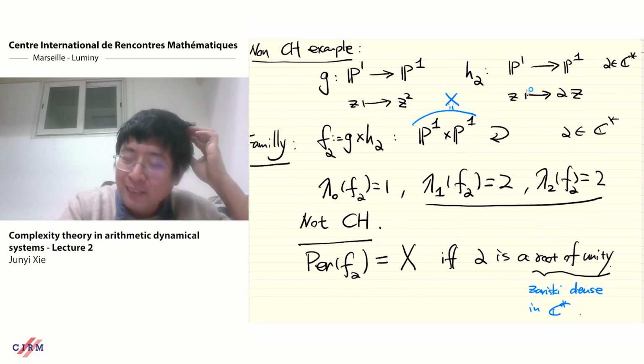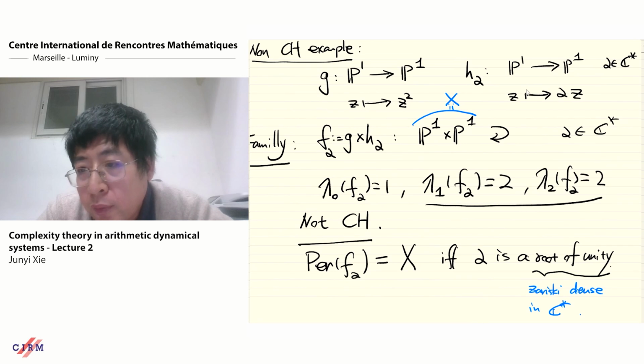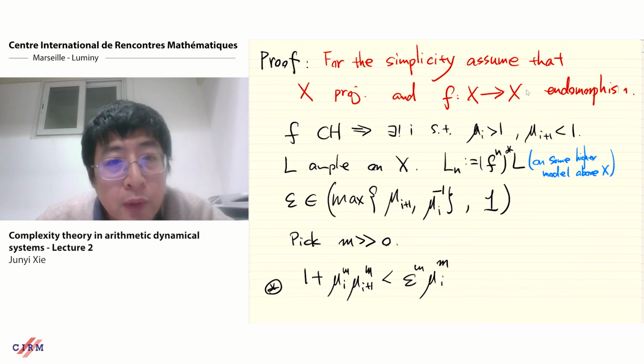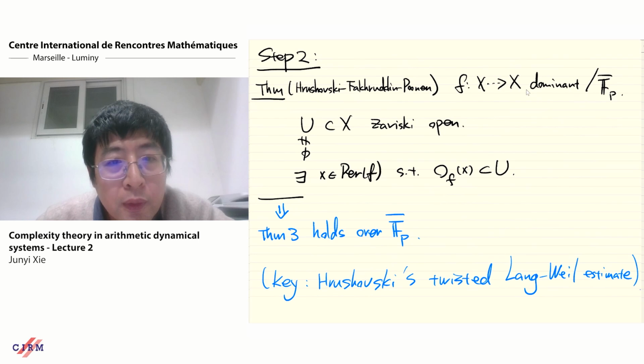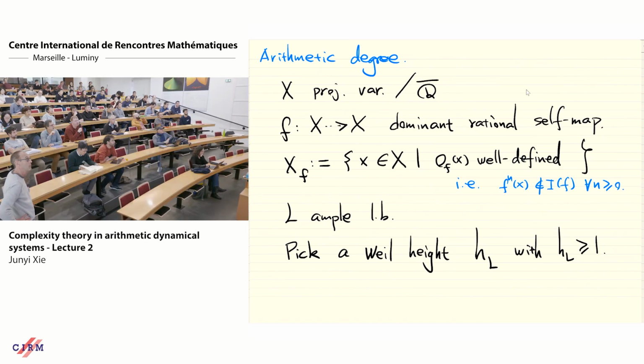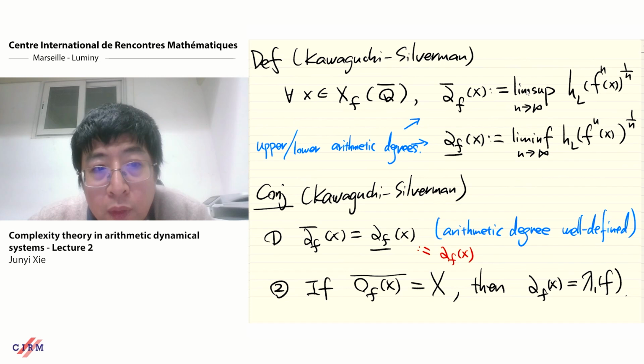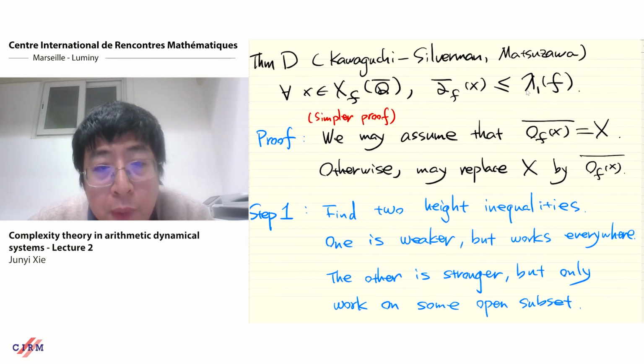Yes. Are there any other questions? Oh, one second. Thank you. Hi, Junyi. In theorem D, assuming that you have a point X for which the Zariski closure of the orbit lies in some subvariety, would you expect a better bound on the upper arithmetic degree? Let me see, I think it's this last theorem, theorem D. Yeah.